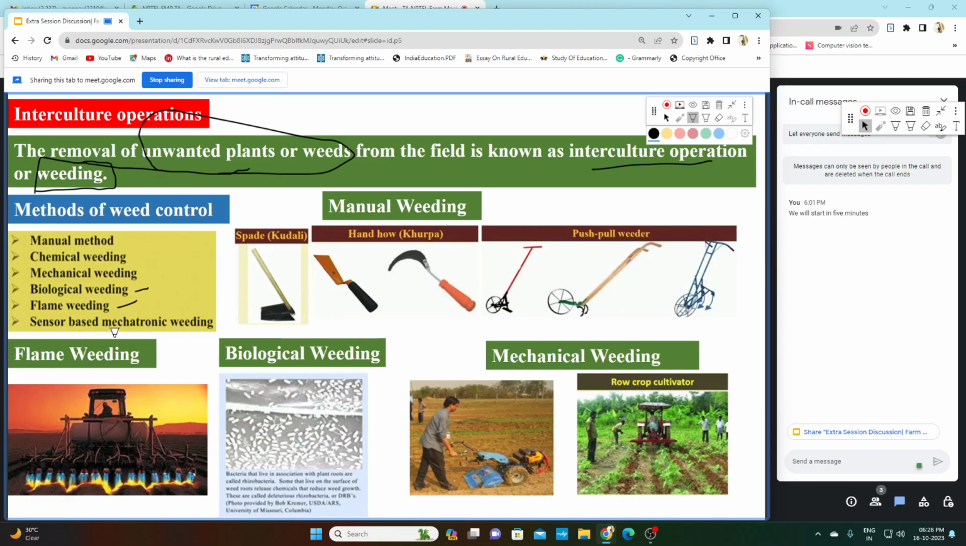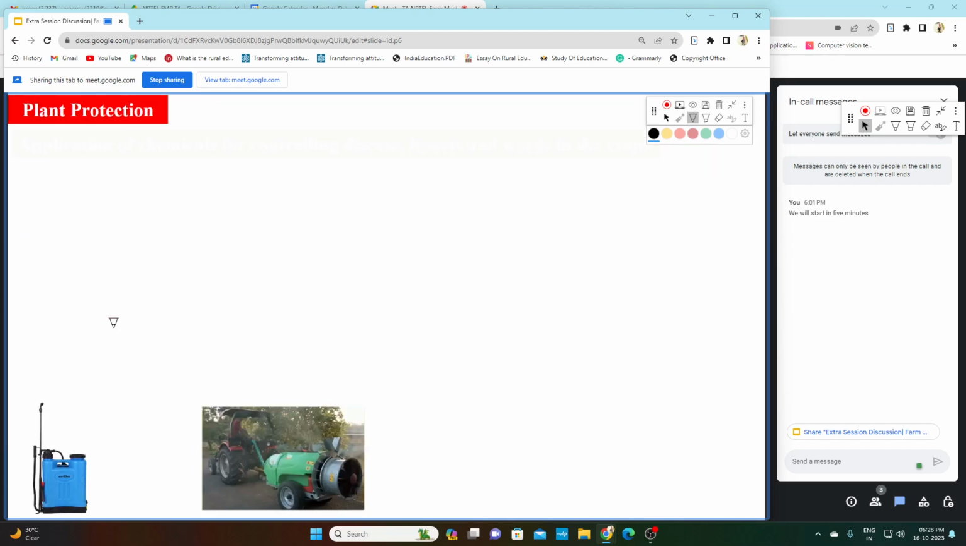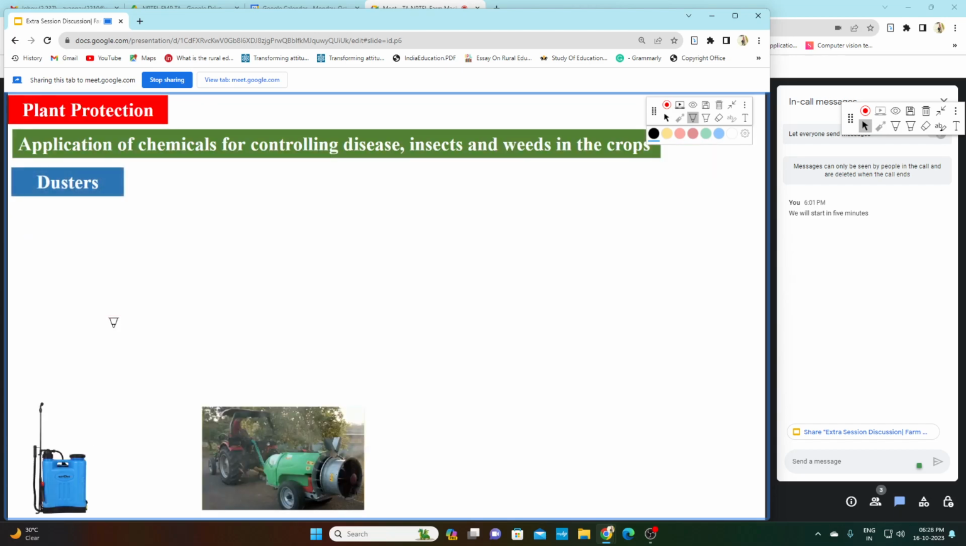And last is sensor based mechatronic weeding, that we have already discussed in week three or four. So go through it. There you will get detail about this intercultural operation. Now this is about intercultural operation, but the third operation also comprises the second operation called plant protection.